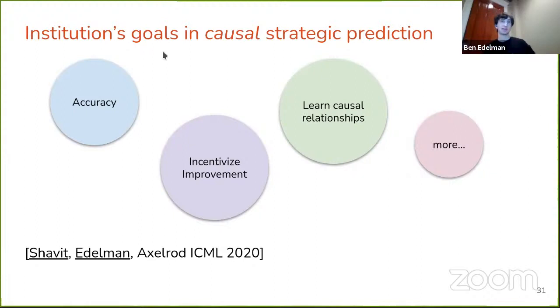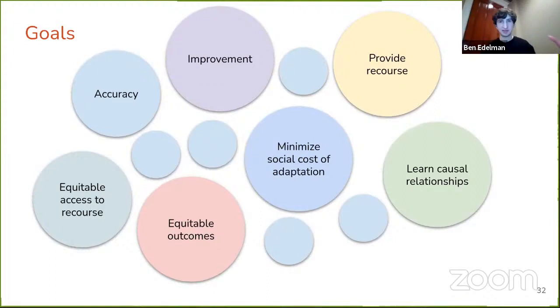They might care about accuracy as before, but now that accuracy isn't really just about robustness. You can have accuracy while still allowing people to strategize significantly. They might want to incentivize improvement. The institution might want to learn causal relationships in and of themselves, and many more. And once we broaden out and look at the goals we've discussed from the other parts of our tutorial, equitable outcomes and equitable access to recourse and providing recourse, as Yo discussed, and minimizing the social cost of adaptation, we start to realize that when we consider strategic prediction settings, the number of objectives that are important to consider is really huge. There are many, many objectives that we could consider optimizing.